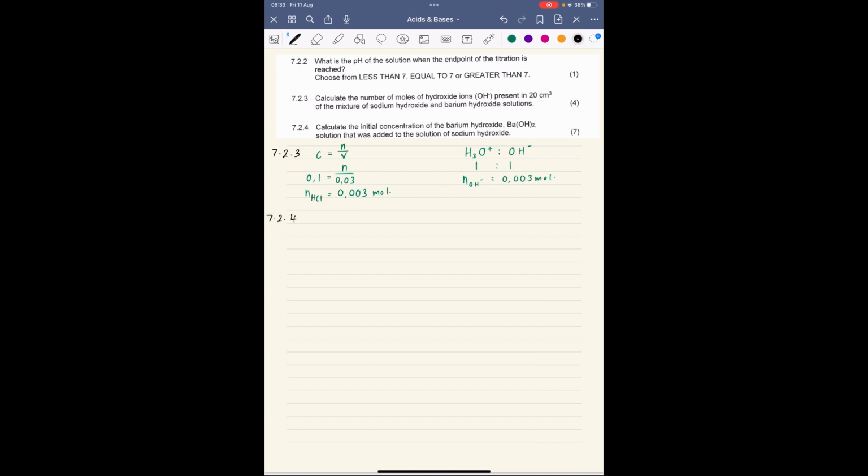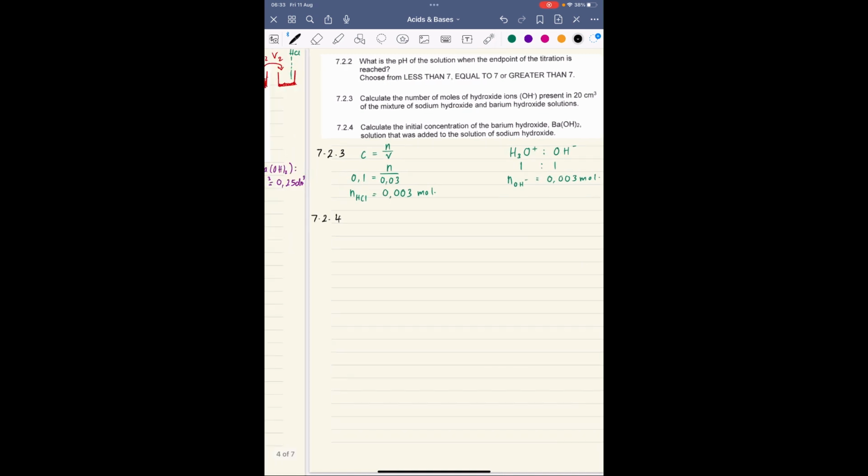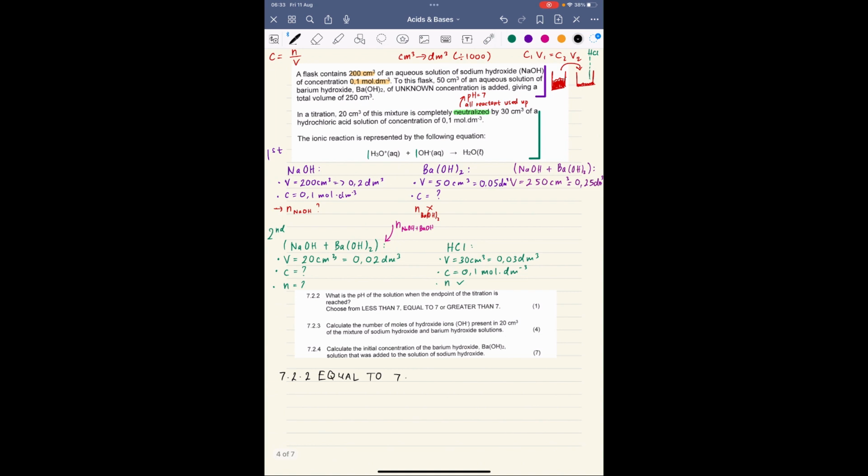7.2.4. Calculate the initial concentration of barium hydroxide, BaOH, solution that was added to the solution of sodium hydroxide. So they're saying before even the first reaction begins, we want to know what is this unknown concentration. That's what they're asking us for. What is this unknown concentration?